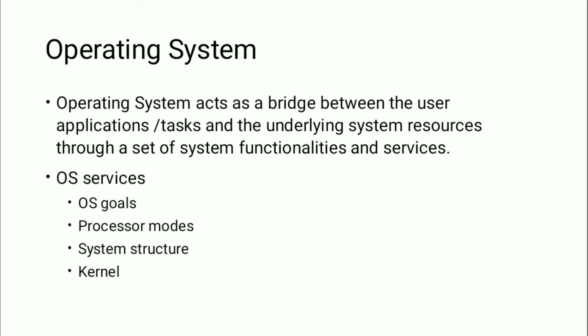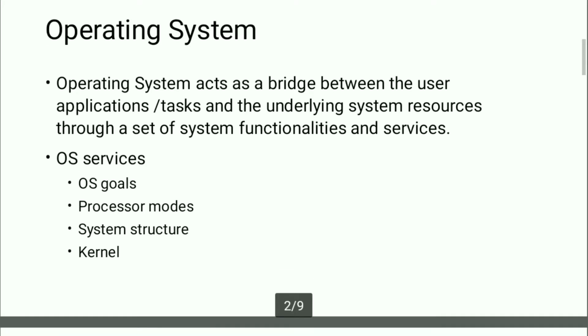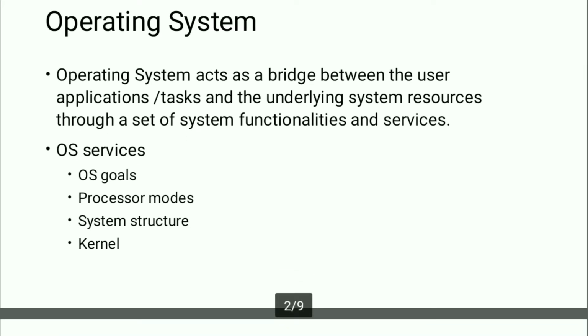And we know that the operating system provides different types of services like process management, memory management, input output, and file system management. Memory management we have already said, right? So there are different types of services that the operating system gives. And now we move on to the operating system services in detail. The first one is the OS goals.